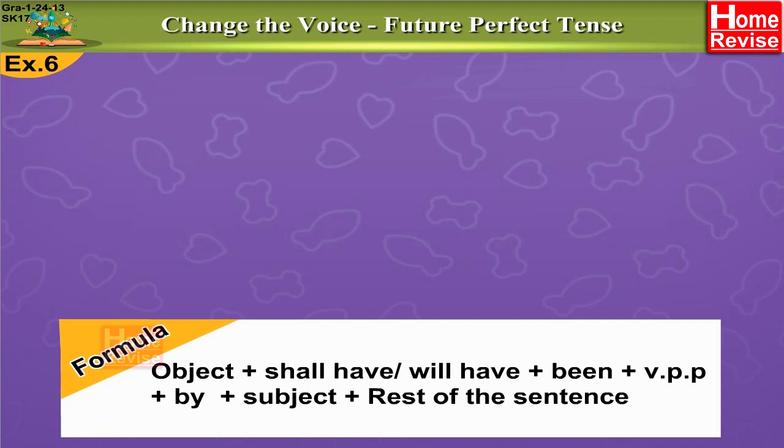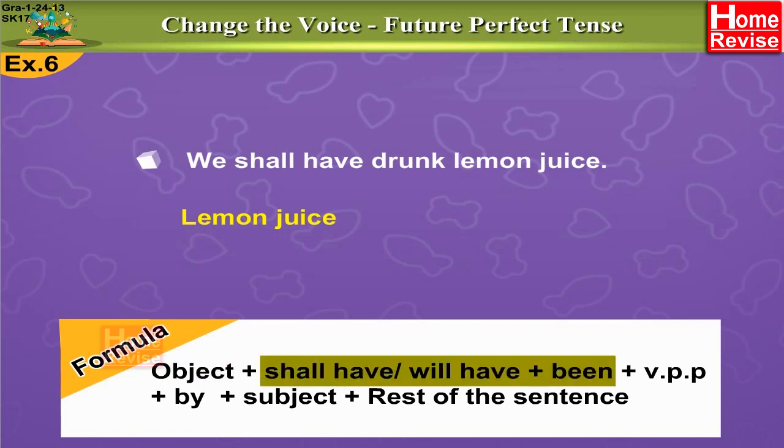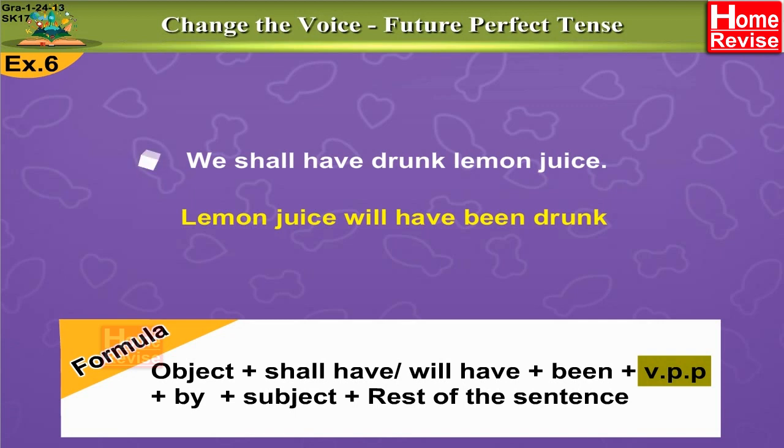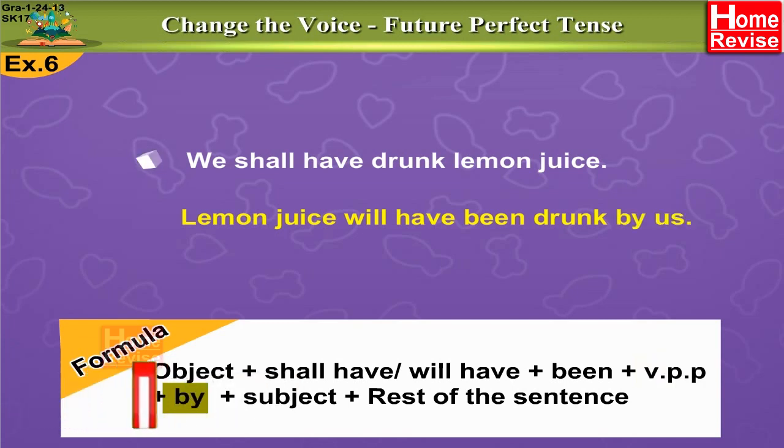And here we go for another example. We shall have drunk lemon juice. What shall we have drunk? Lemon juice. So lemon juice is the object. Let's begin the sentence with the object, lemon juice. Lemon juice followed by the helping verb of the future perfect tense will have been, passive voice. Drunk is the past participle of the verb drink. By whom? By us. Again, the objective case of the subject, we. So your answer is lemon juice will have been drunk by us. And this is how we convert the active voice into passive voice of the sentences in the future perfect tense.